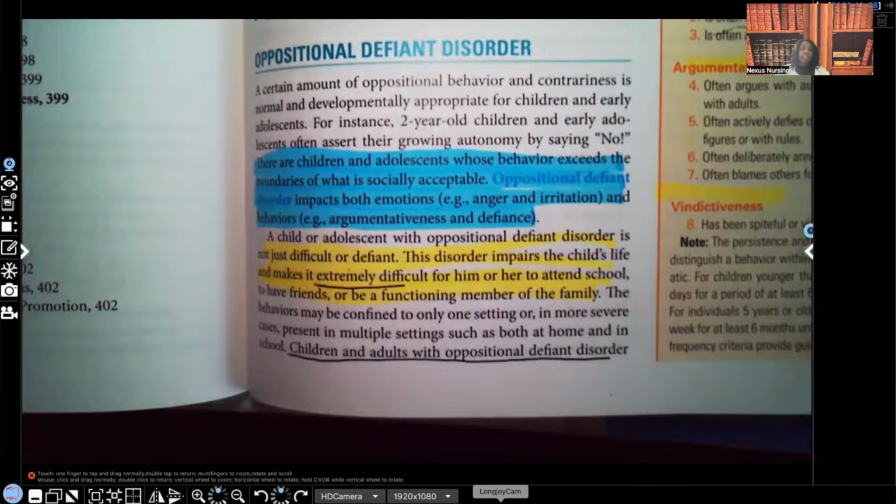In this video, I'm going to be covering oppositional defiant disorder. In my last video, where I covered conduct disorder, I told you that you're going to have to know the difference between conduct disorder and ODD, oppositional defiant disorder. And I promised a video, so here it is.